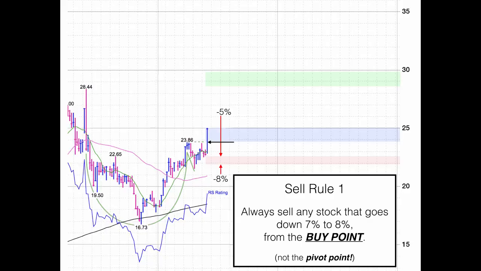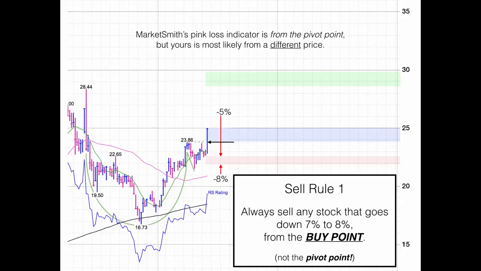Market Smith doesn't know what you paid for this stock. The stock doesn't know what you paid for it. So that pink zone is drawn based on an ideal entry right at the pivot point. Okay? Now that's important because you probably didn't get in exactly at the pivot point. So you have to adjust that pink zone.